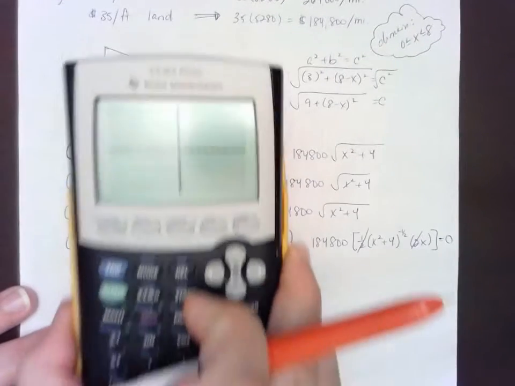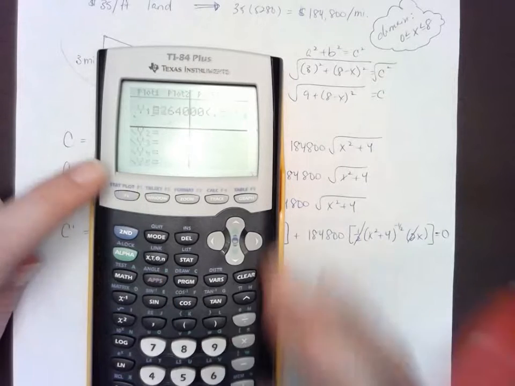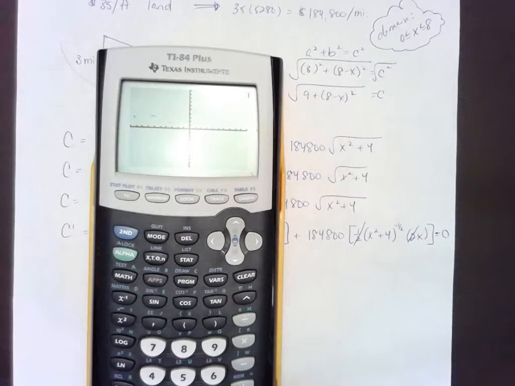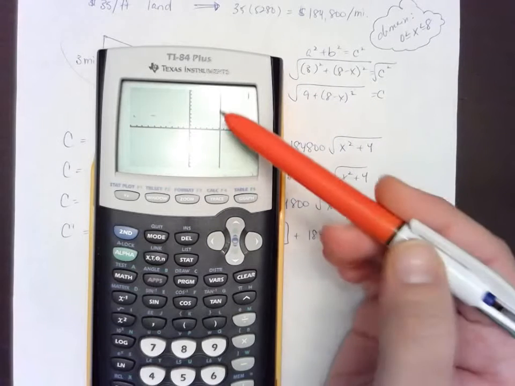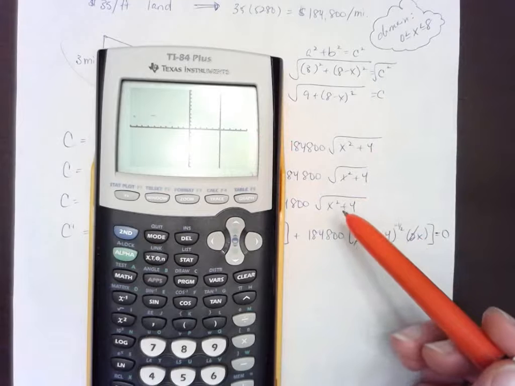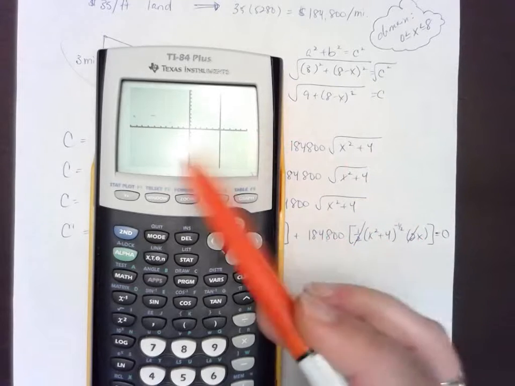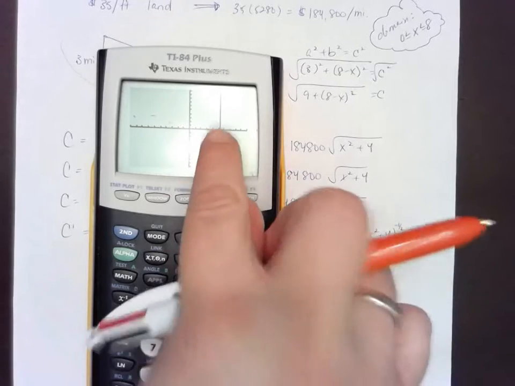Alright, so when I graph it, I should get something that's going to cross between 0 and 8. Now the reason that it probably would be difficult to see is because we're working with numbers like 184,800. So there's going to be some weird things happening on the picture. I want to find this root.